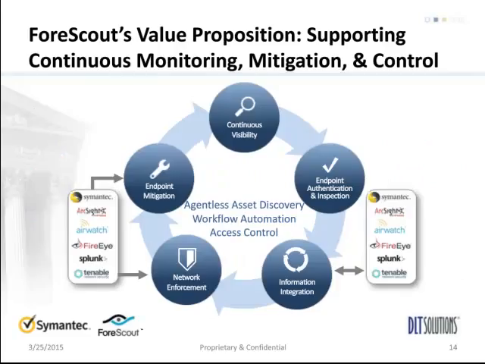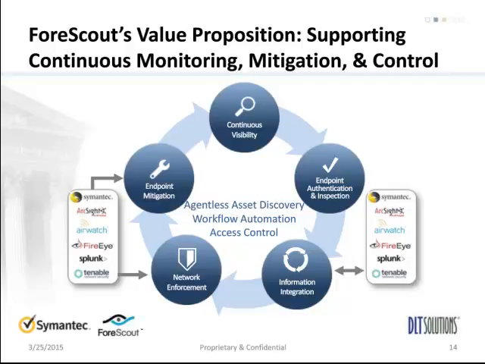We actually have three main value propositions that can help agencies protect themselves: agentless asset discovery, workflow automation, and then obviously access control. What I mean by workflow automation is taking simple task automation and combining multiple tasks so that we begin to automate process, and we'll show that in some of the use cases coming up.